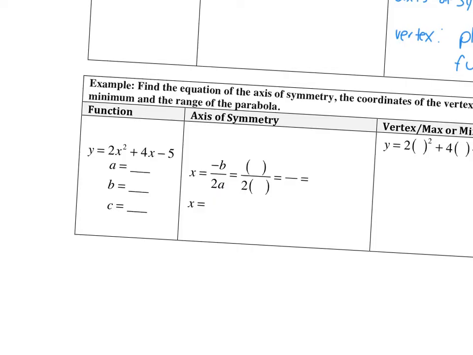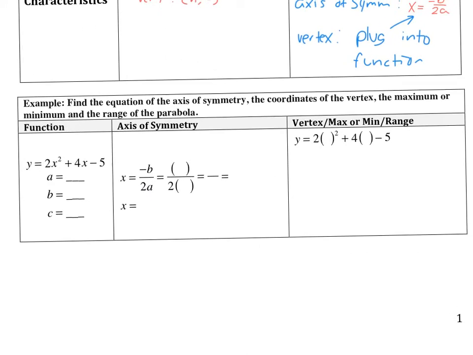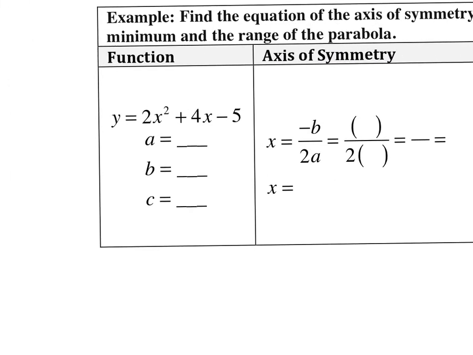So let's see here. In this example, first we're going to find the equation of the axis of symmetry. So my answer is going to be x equals 2, x equals 15, x equals some number. Next, we want to find out what the vertex is. So I'm going to plug that into the function. I'm going to determine if that's a max or a min. I also, lastly, want to find out what the range is. So look here, please.